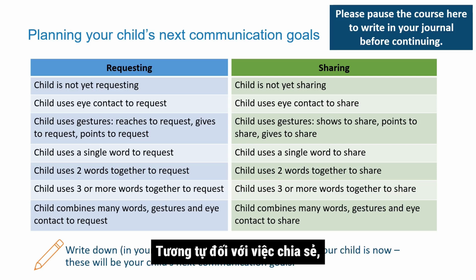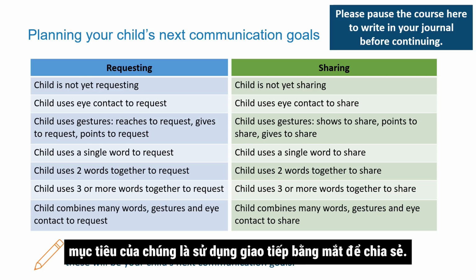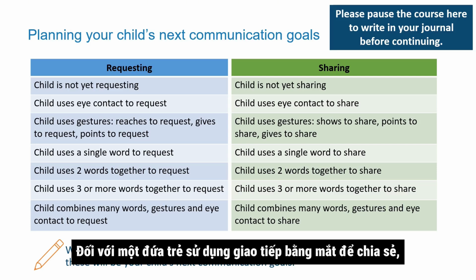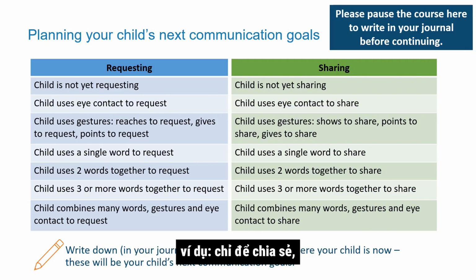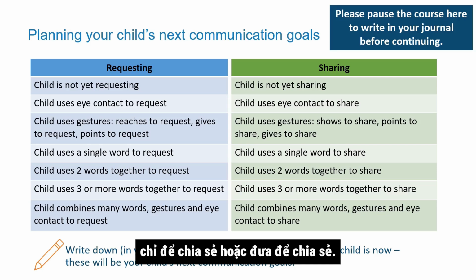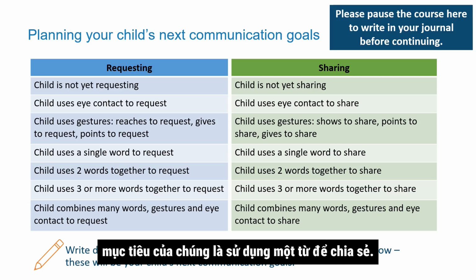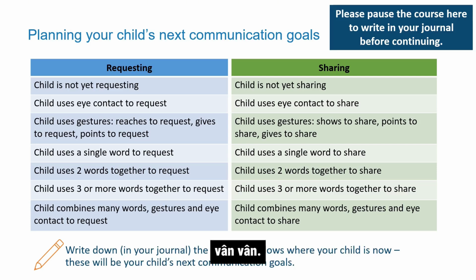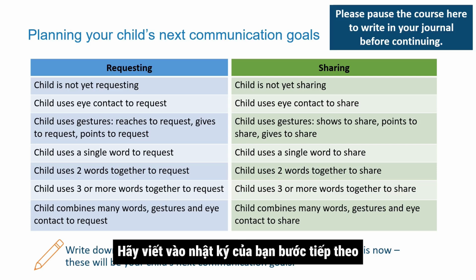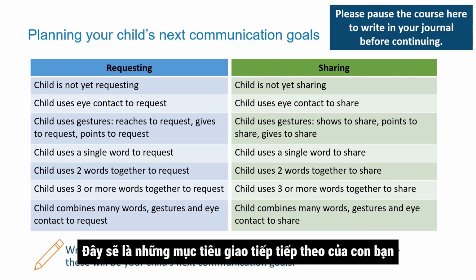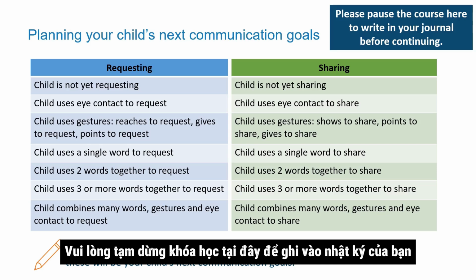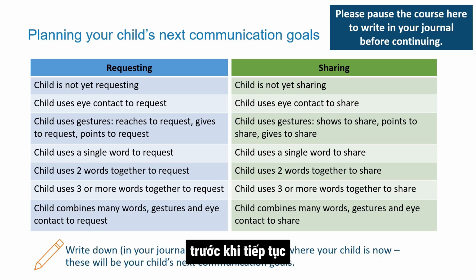Similarly, for sharing, if a child is not yet sharing, their goal is to use eye contact to share. For a child who uses eye contact to share, their goal is to use gestures. For example, show to share, point to share, or give to share. For a child who uses gestures, their goal is to use a single word to share, and so on. Write down in your journal the next step that follows where your child is now. These will be your child's next communication goals. Please pause the course here to write in your journal before continuing.